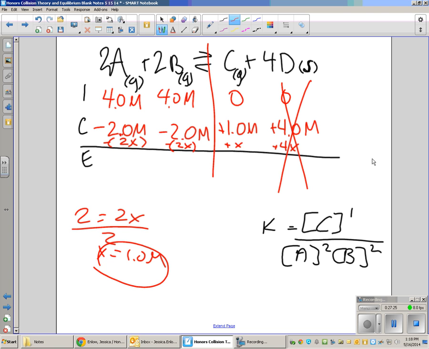All right, so at equilibrium, 4 minus 2 is 2. 4 minus 2 is, guess what? It's also 2. What is this one? 1.0, and don't care. Okay. So then I get to plug it into my K expression.